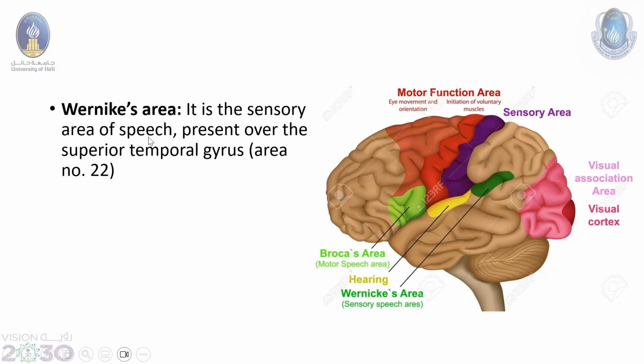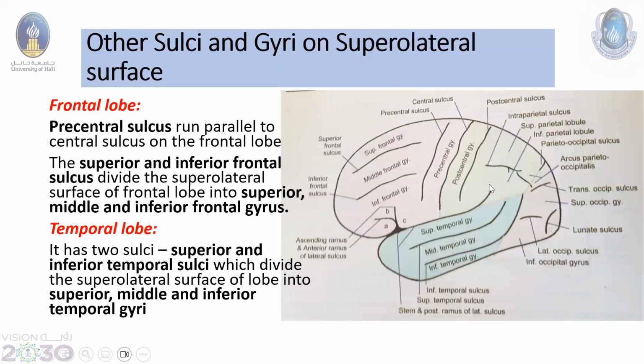It is the sensory area of speech present over the superior temporal gyrus. We saw the superior temporal gyrus, and this is the superior temporal gyrus. We saw the auditory area; behind that is the Wernicke's area of speech, which is nothing but the sensory speech area. And this is area number 22 on the Brodmann scale.